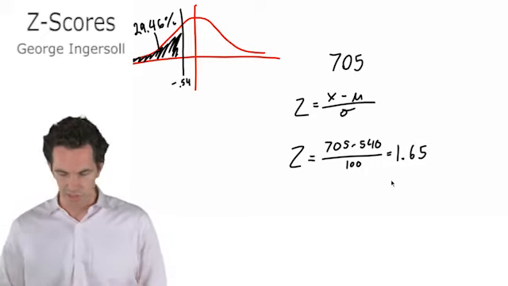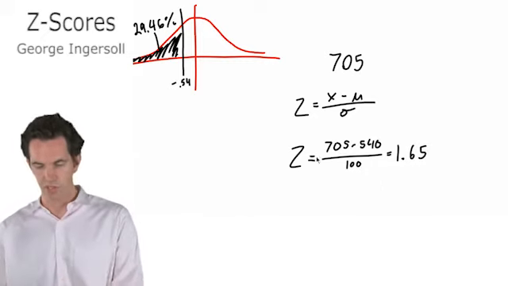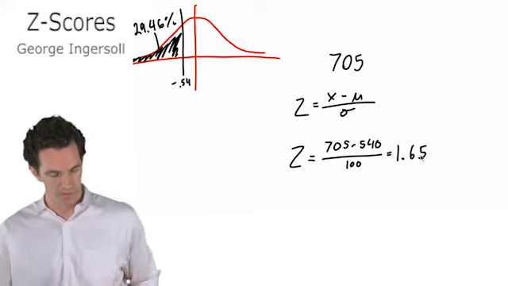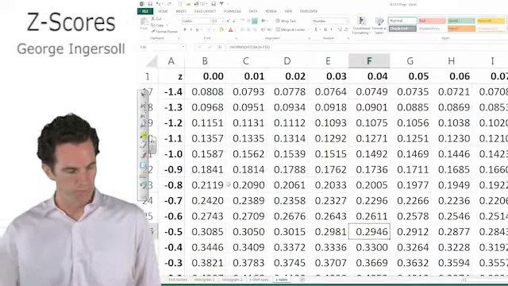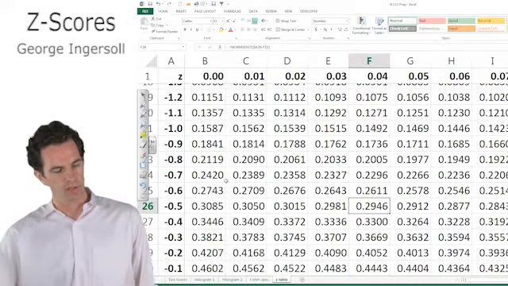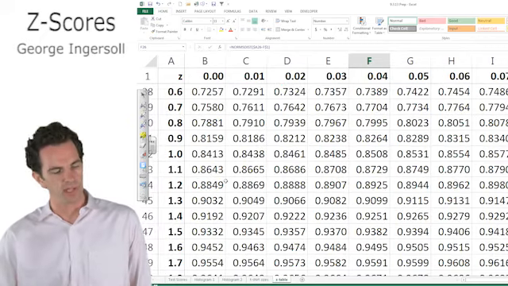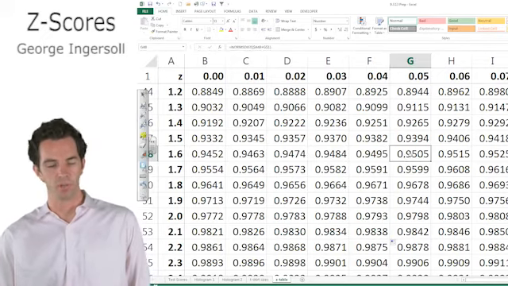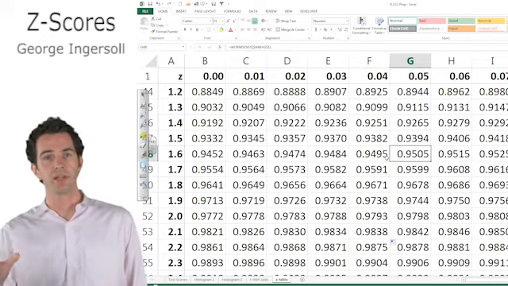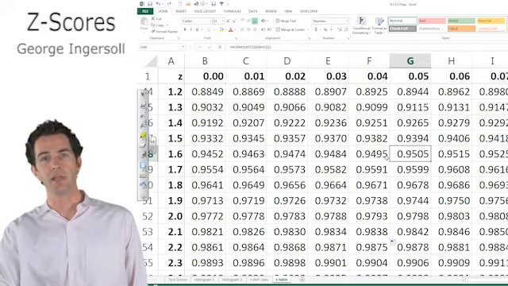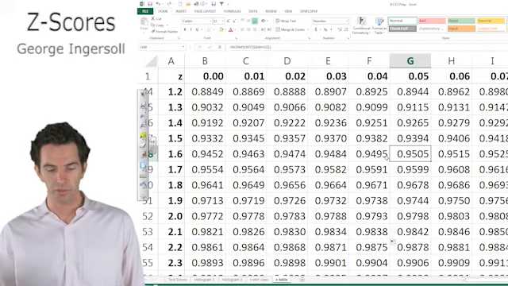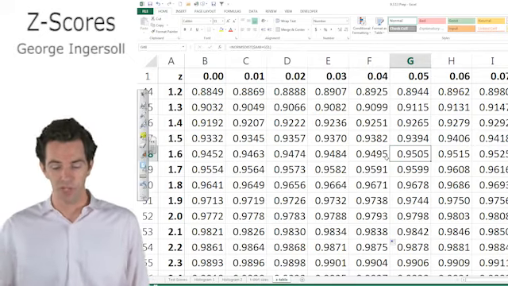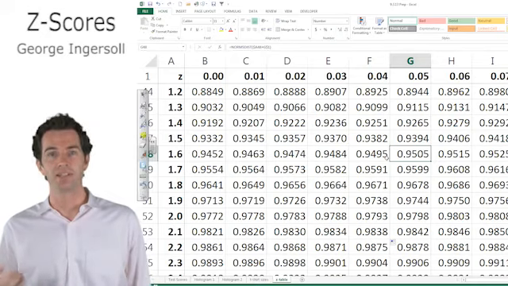So let's look that up in our z table. So remember, this is our z value here, 1.65. Let's find it in our table. So I'm scrolling down until I find 1.6. Here it is. Now I'm going to look for 0.05. So this is the value that's associated with 1.65. This tells us the proportion of results that are going to be less than that z value. In other words, it tells us the proportion of results that are less than 705.